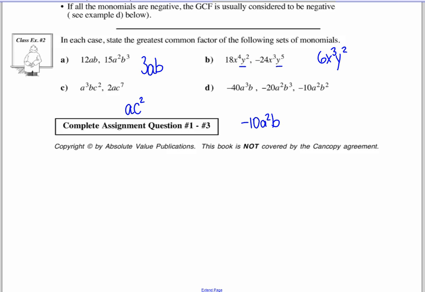Because it has to divide into each term. So I can divide negative 10 into 40, 20, and the 10.